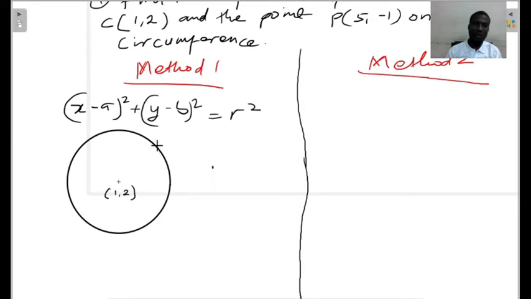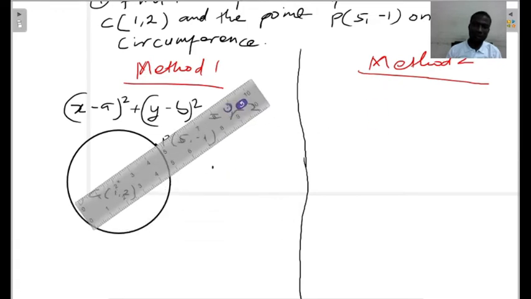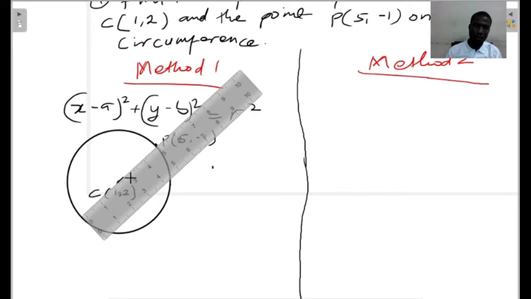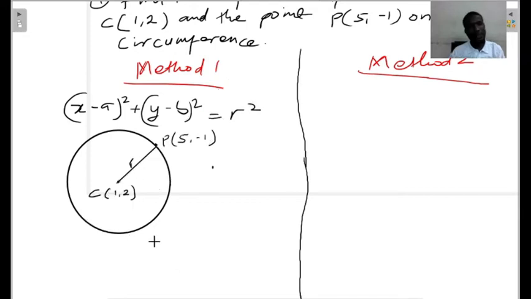and then let me call here our P to be 5, -1. If I decide to connect C to P to have our radius. Alright, so connecting them to get our radius, then this becomes our r.